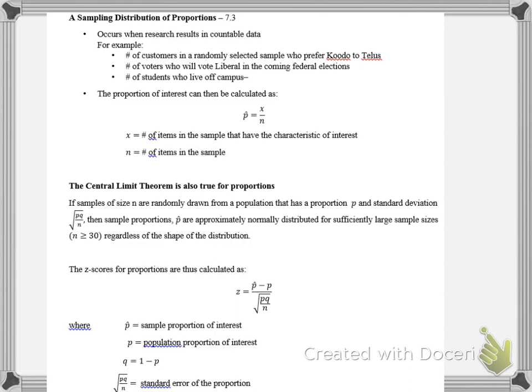So it's kind of like the same thing that we discussed for 7.2, except that this time we are not talking about the sample means. We are talking about the sample proportions, which is the p hat.